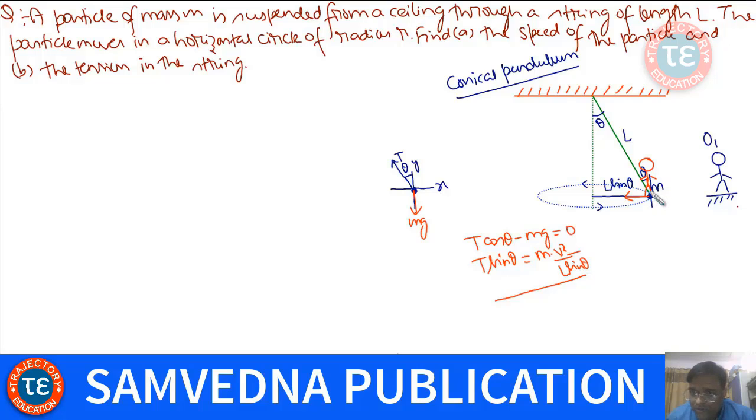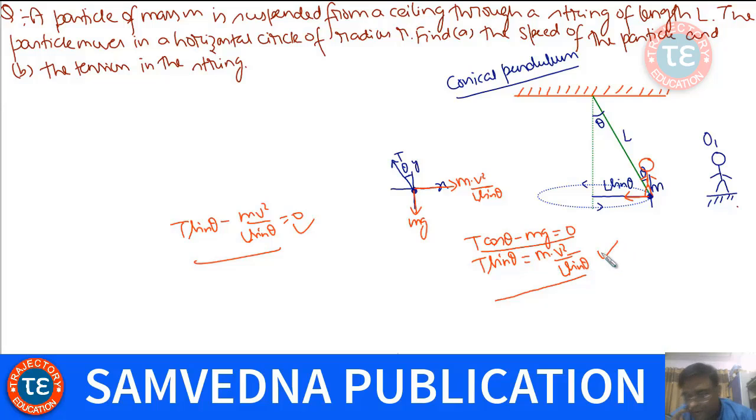But in order to correlate his observation with the forces, apart from all the forces acting, I have to apply one pseudo force also. That pseudo force would be equal to the mass of this body times the centripetal acceleration, which is v square by L sin theta. So again, this observer observes the body to be at rest. It is in vertical equilibrium as well as radial equilibrium. So the vertical equilibrium is this equation, and in radial equilibrium the net force in the radial direction is going to be 0.